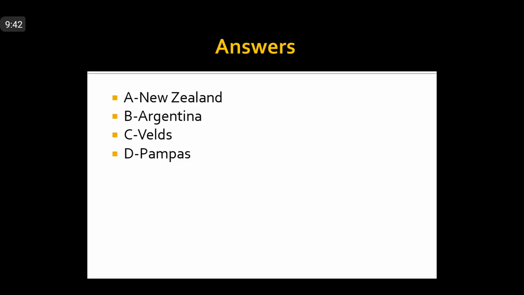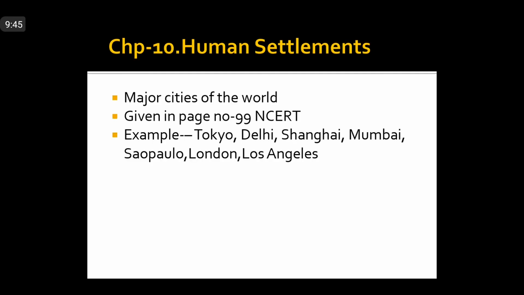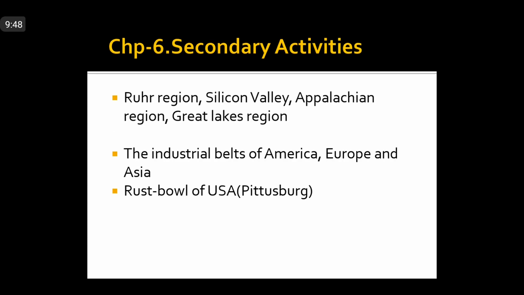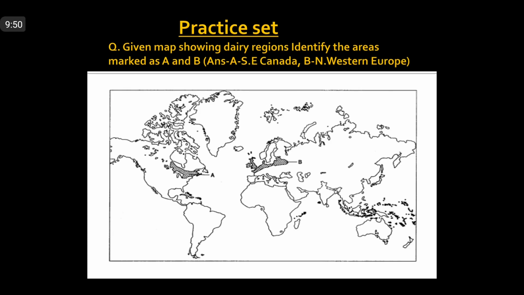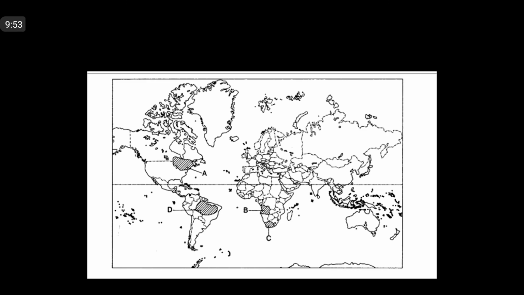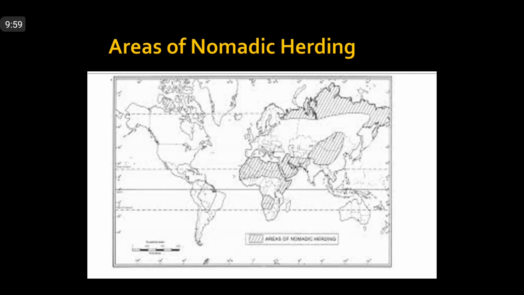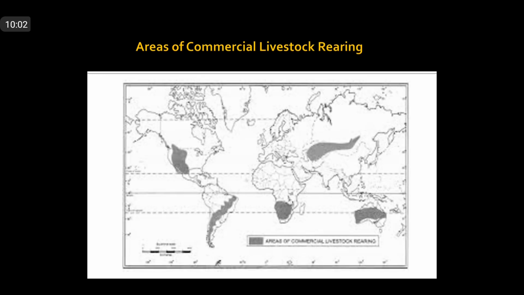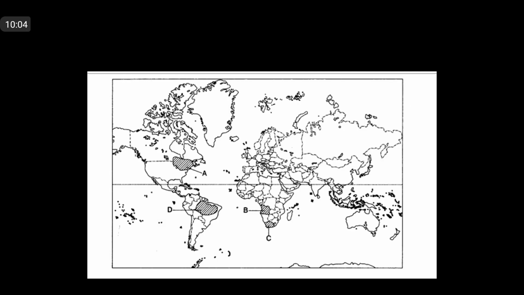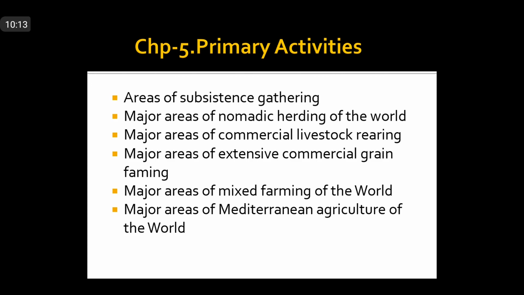So in this way, you'll have to practice all world maps given in different chapters from Fundamentals of Human Geography. And I hope if you practice all these, I'm sure that you will get good marks. Okay. Areas of nomadic herding, areas of livestock rearing, major industrial belts of Europe, Asia, Africa, America, like this, right? So that's all from here, and I hope you practice. And then after that, you will see the result that you'll get good marks.